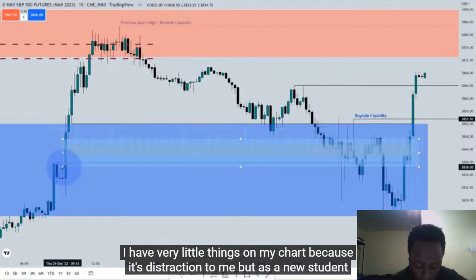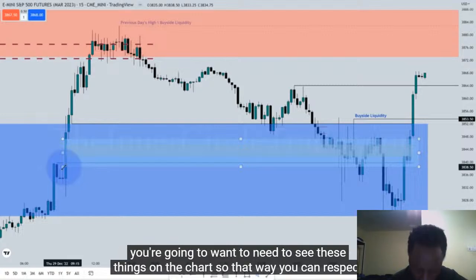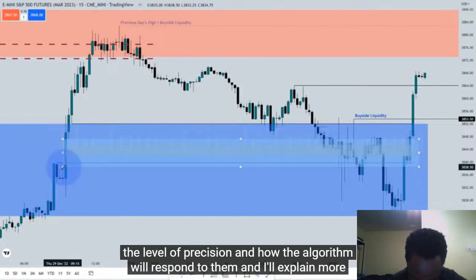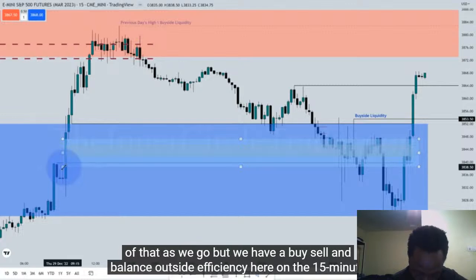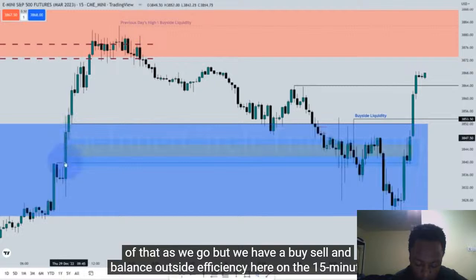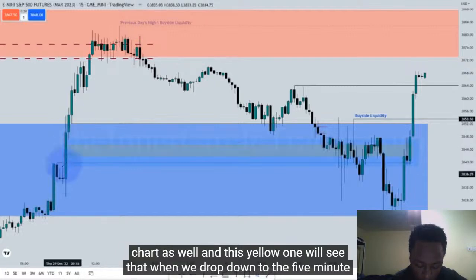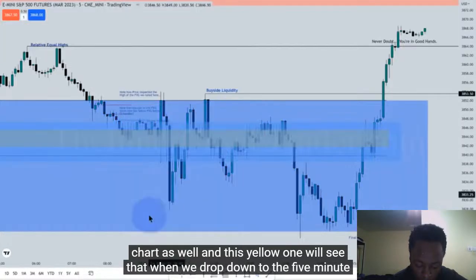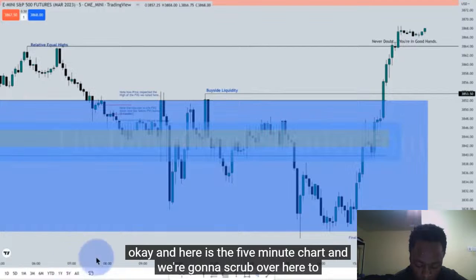But as a new student, you're going to need to see these things on the chart, that way you can respect the level of precision and how the algorithm will respond to them. And I'll explain more of that as we go. But we have a buy side imbalance, sell side efficiency here on the 15-minute chart as well. And this yellow one, we'll see that when we drop down to the 5-minute. Okay, and here is the 5-minute chart.